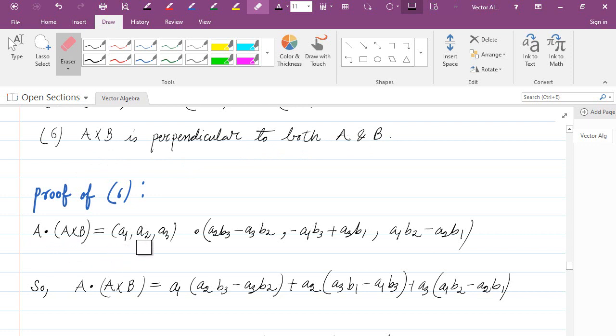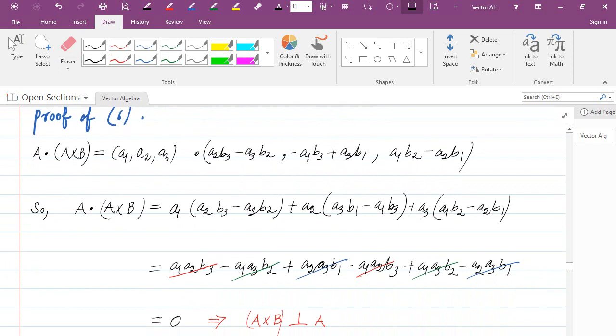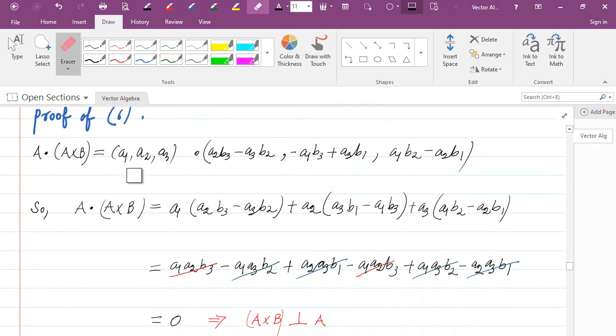Well, A is (A1, A2, A3), dot product with A cross B, and the definition of A cross B tells us that the components of A cross B are given by A2B3 minus A3B2, A3B1 minus A1B3, and A1B2 minus A2B1. So now we take the dot product here. A1 will be multiplied by the first component, A2 by the second component, A3 by the third component. So that's what we have.